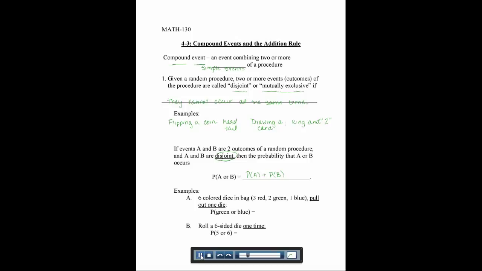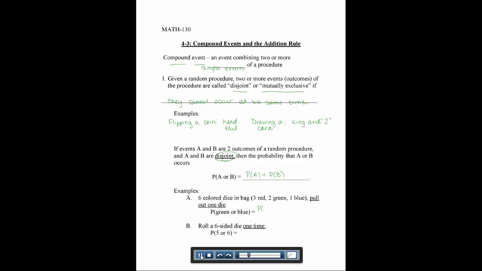Okay, so here's another example. It says we have 6 colored dice in a bag. It doesn't really matter that they're dice, but just think of 6 colored objects in a bag. 3 of those objects are red, 2 are green, and 1 is blue. We're going to pull out 1 dice. So we want to know, for that 1 dice, what's the probability that it's green or blue? Now, since none of our dice are both green and blue, they're just solid colors, this is a disjoint event. If we pull out a die, it can't be both blue and green at the same time.